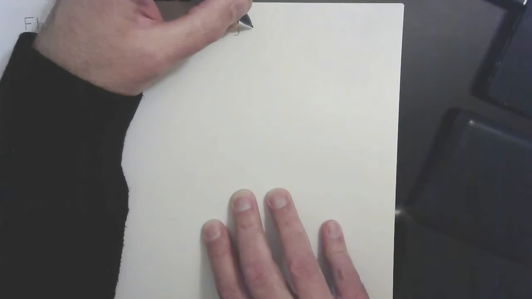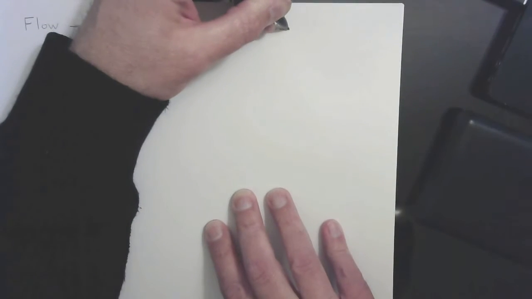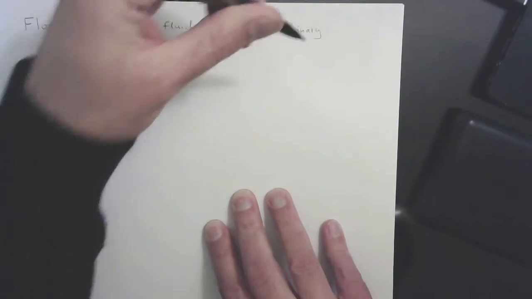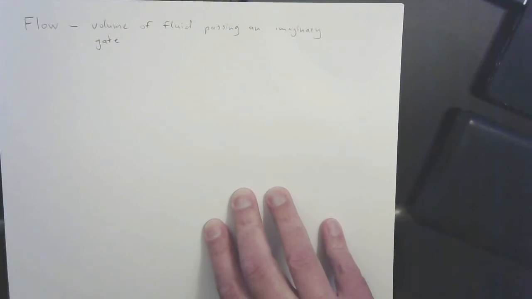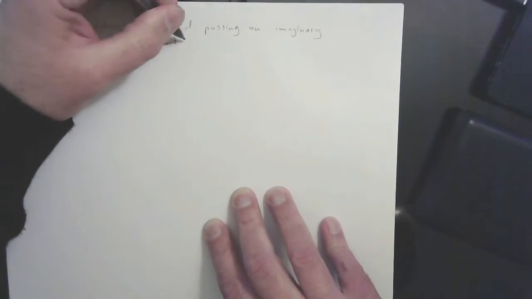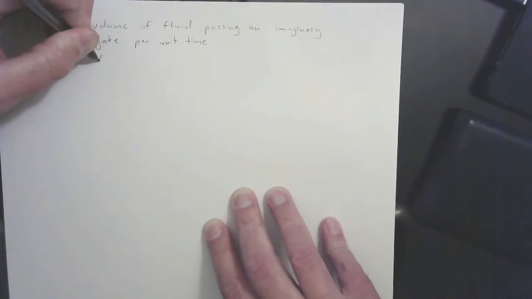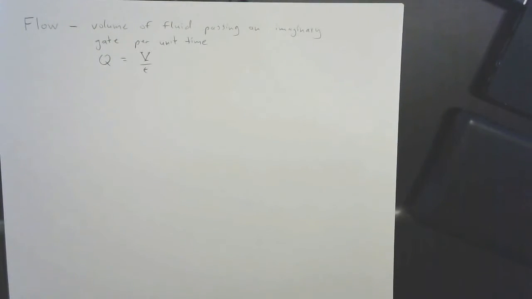So you got some kind of gatekeeper. And then it's going to happen in some period of time. So that's a per unit time. And so the symbol we're going to give to flow is Q, and that's going to be capital V for volume over time. Ta-da!